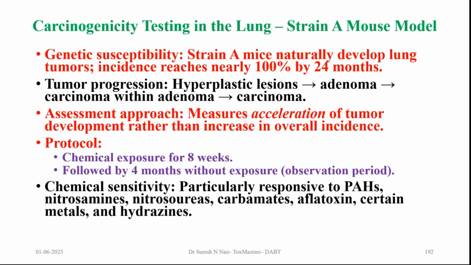And usually the chemical exposure is done for 8 weeks, followed by 4 months without exposure as the observation period. Generally it is given by inhalation, so you can check the inhalant carcinogenicity assay also with this one. And again, some animals can spontaneously develop tumors, so you need to compare with the control animals also. The control animal is mandatory to assess this assay.